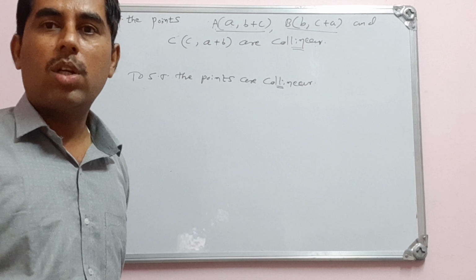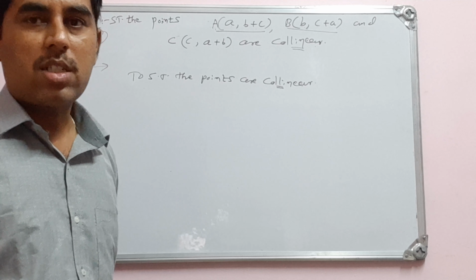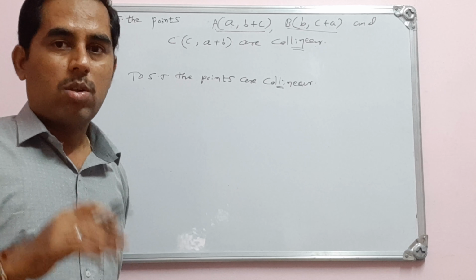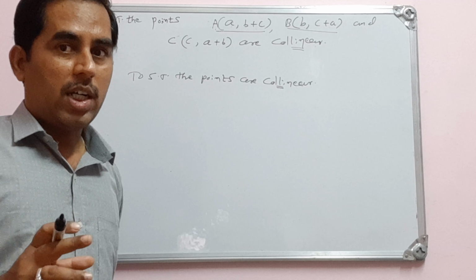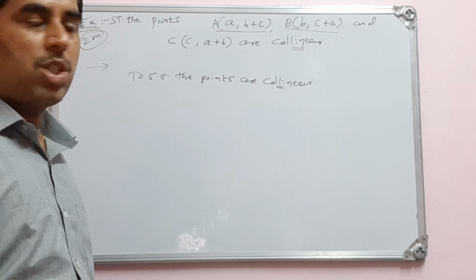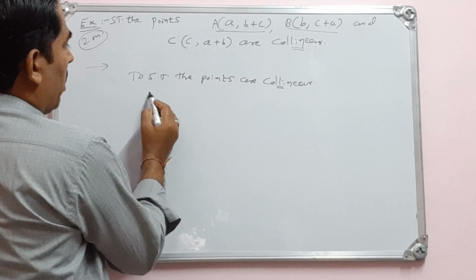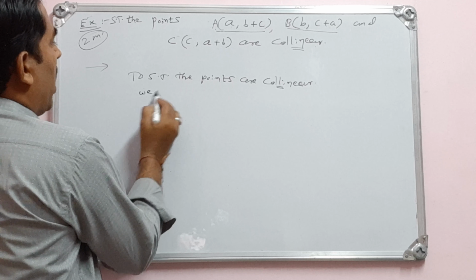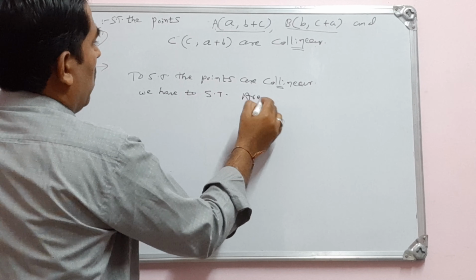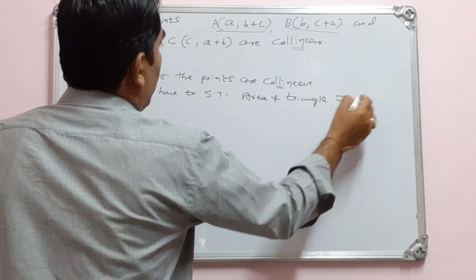When do we say that points are collinear? Points are collinear means, as we discussed in our previous class, the area of the triangle should be 0. So we must show that the area of the triangle is 0. Then only we can say that the points are collinear. Here our job is to show that the area is 0. To show that the points are collinear, we have to show that the area of the triangle is 0.